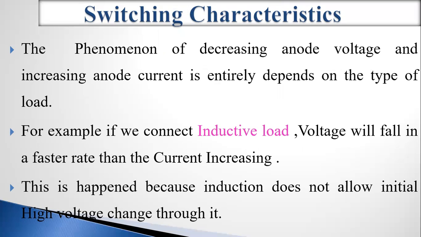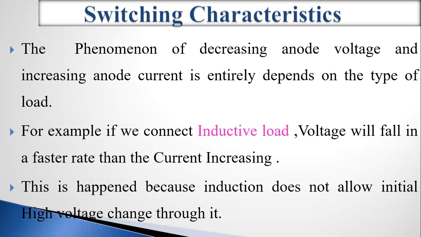The phenomenon of decreasing anode voltage and increasing anode current depends entirely on the type of the load. This is the most important thing: the increase and decrease of the anode voltage and anode current totally depend on which type of load is connected to the thyristor. For example, if we connect an inductive load, what will happen? The voltage will fall at a faster rate than the current increases. Previously we saw 10% to 90% and 90% to 10%, but if the load is inductive, the voltage will fall at a faster rate as compared to the current increasing. This happens because an inductor does not allow an initial high voltage change through it.